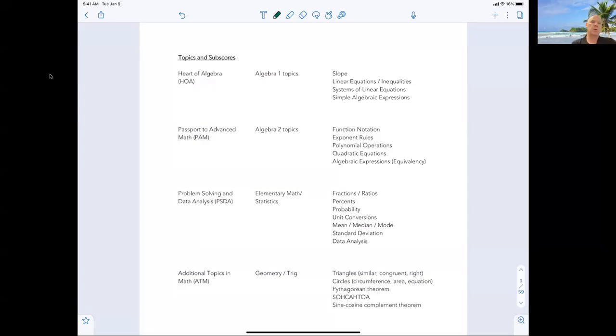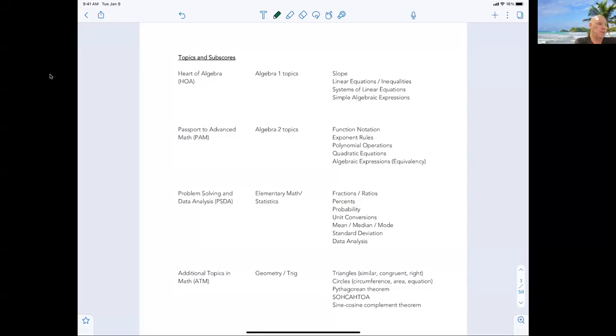All right, they broke the SAT down into what's referred to as heart of algebra, passport to advanced math, problem solving and data analysis, and additional topics in math. Those are the highlights. Those are the things I feel like if you're an expert at, then you're going to master the test. It won't be a problem at all.